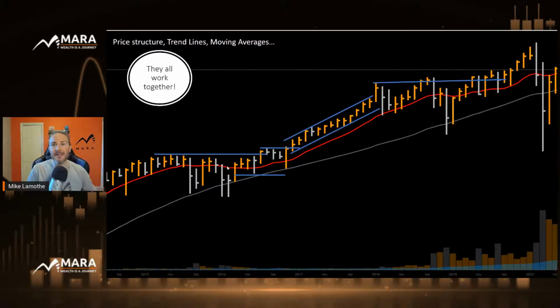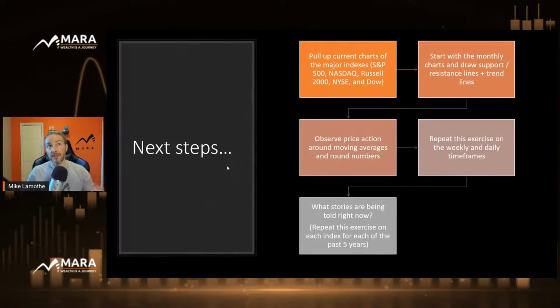All of that is right here. The price structure, the trend lines, the moving averages, all that stuff works together. So right now, it's your turn. It's your challenge. Your next steps, right?